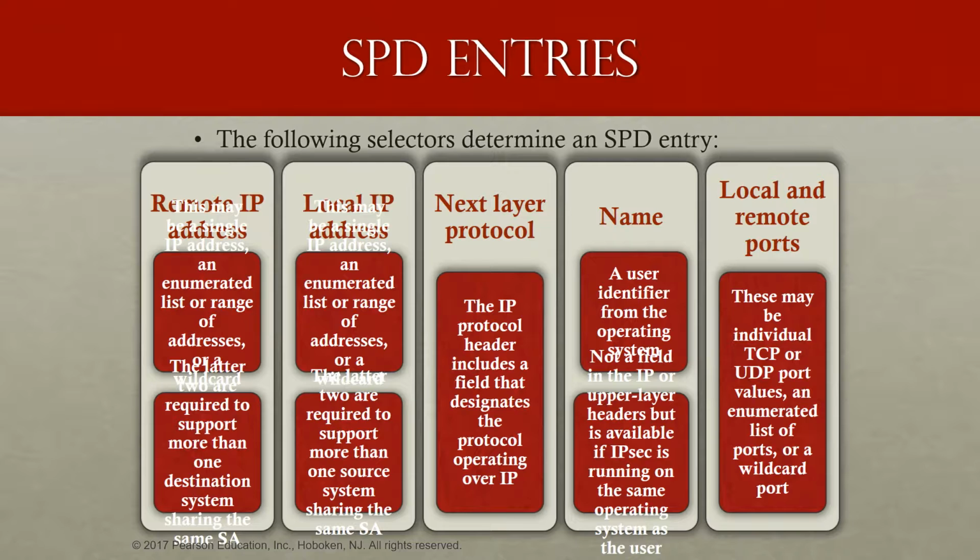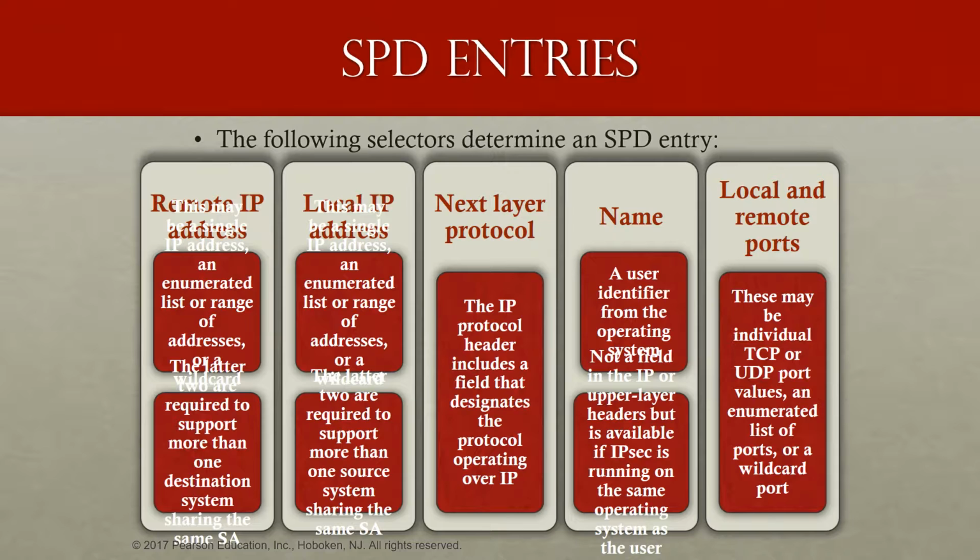SPD entries. The following selectors determine an SPD entry. Remote IP address. This may be a single IP address, an enumerated list or range of addresses, or a wildcard mask address. The latter two are required to support more than one destination system sharing the same SA, for example, behind a firewall. A local IP address. This may be a single IP address, an enumerated list or range of addresses, or a wildcard mask address. The latter two are required to support more than one source system sharing the same SA, for example, behind a firewall.